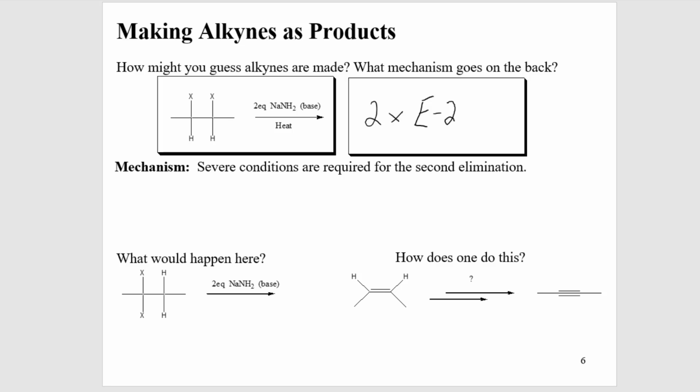How does this happen? Well, let's just look at an example here. Okay, we want to form the double bond in the more substituted position. We've got some heat in there. We're going to use sodium amide, which is an ionic, very strong base. And we're going to go after one of the hydrogens in an E2.